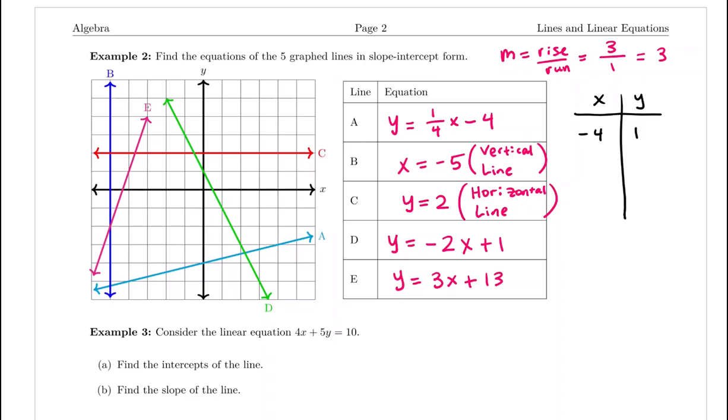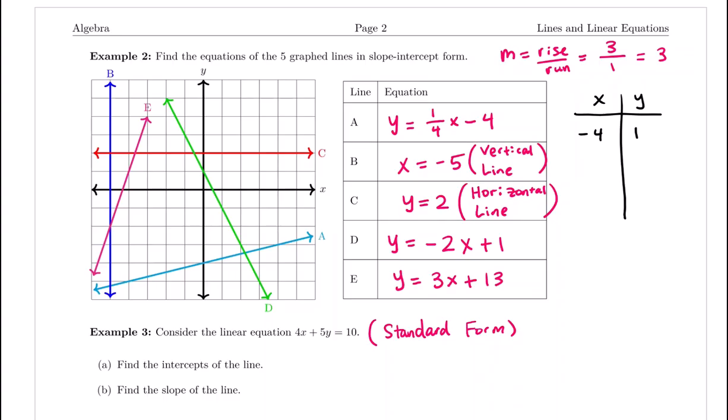Example 3 says consider the linear equation 4x plus 5y is equal to 10. Part A says find the intercepts of the line, and part B says find the slope of the line. First, I just want to point out that this line is in standard form, so it's not quite as easy to extract the slope, but we can worry about that part later.